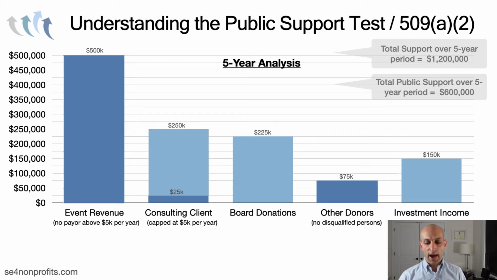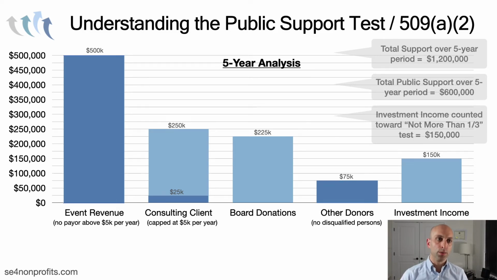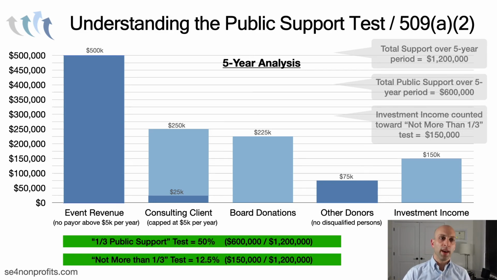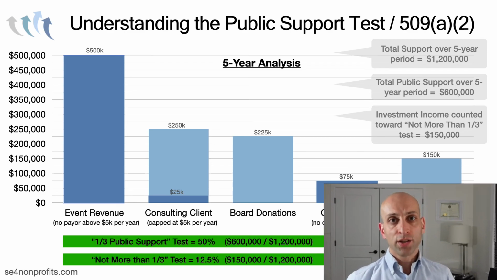And then for the not more than 1/3 test, all of that investment income is going to count towards that, and we don't have any other sources in this example. So this organization, they have passed the 1/3 public support test with a total percentage of 50%, and they are also good under the not more than 1/3 test because their investment income only makes up 12.5% of their total support. That should do it for today.